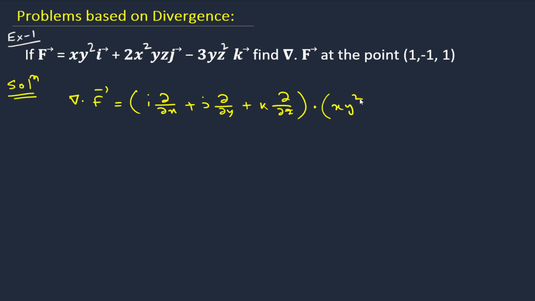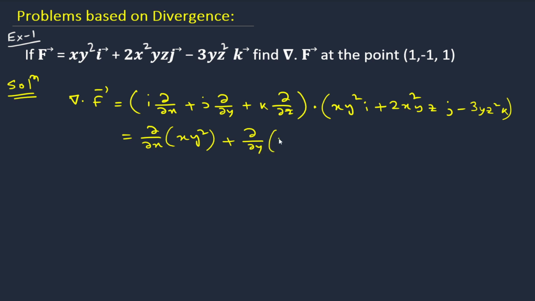F bar is x y square i cap. If you write cap every time you use it, fine, otherwise you can skip it. Plus 2x square y z j and then minus 3y z square k. Okay. Now dot product is very simple. i dot i is 1. Similarly j dot j is 1 and then k dot k is 1. So what we will get? ∂/∂x of x y square plus ∂/∂y of 2x square y z and then minus ∂/∂z of 3y z square.